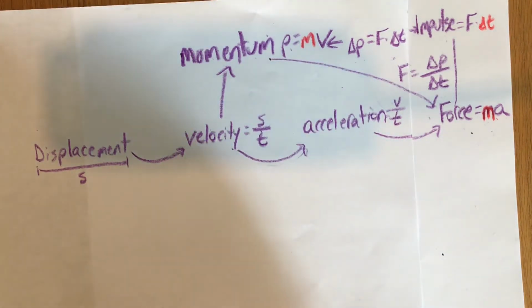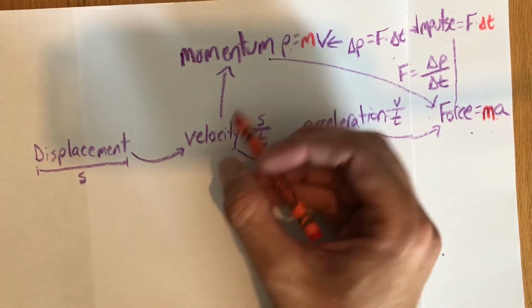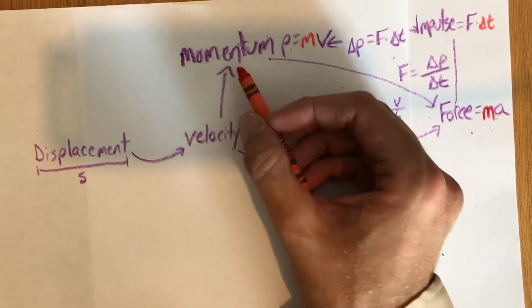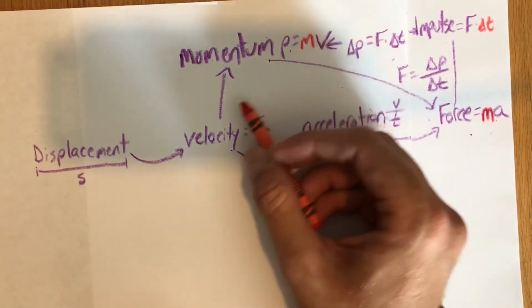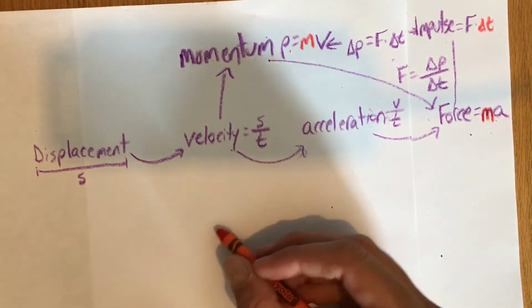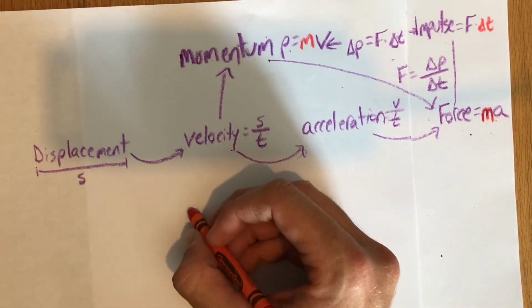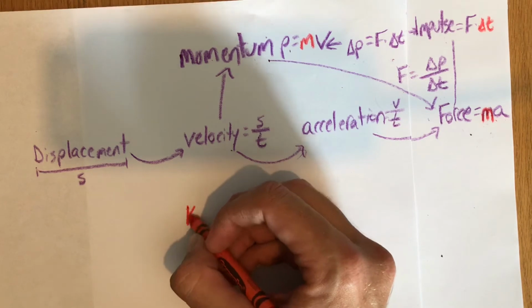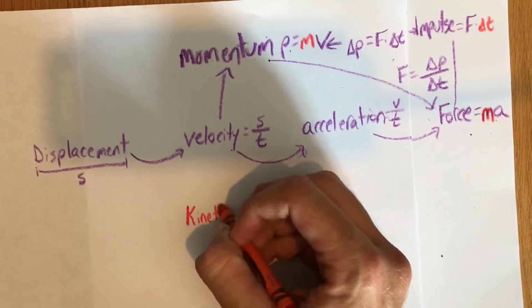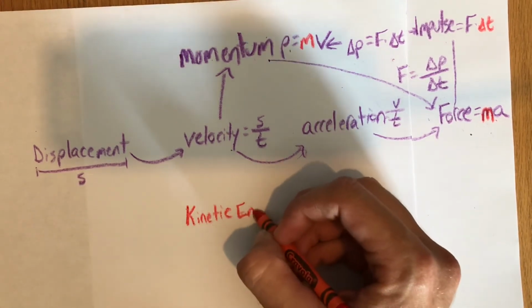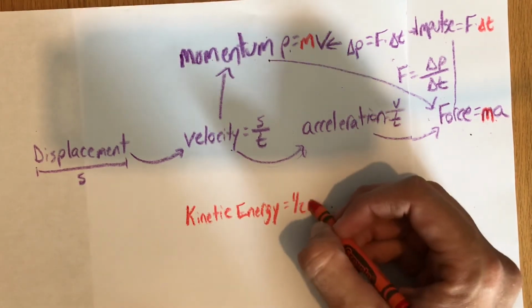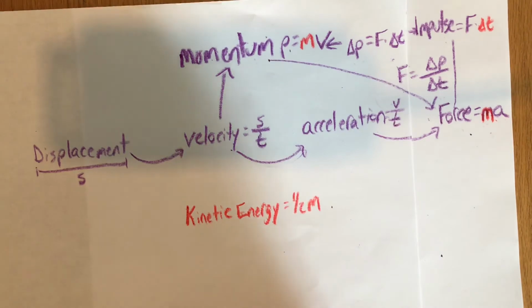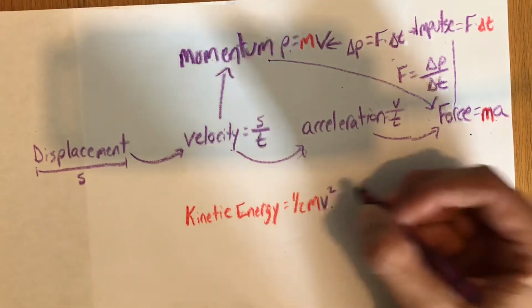Let's talk about a few more scalar quantities. So velocity, the vector, is connected to the vector momentum via the equation momentum equals mass times velocity, but velocity is connected to a scalar quantity, kinetic energy, via this equation. So kinetic energy is a scalar. It is the energy of motion. And it's equal to 1/2 mass times velocity squared.